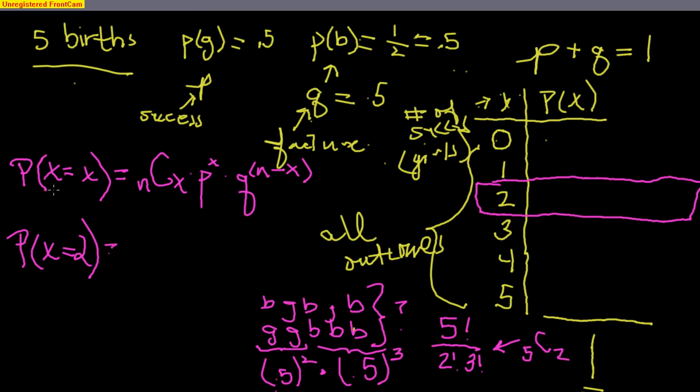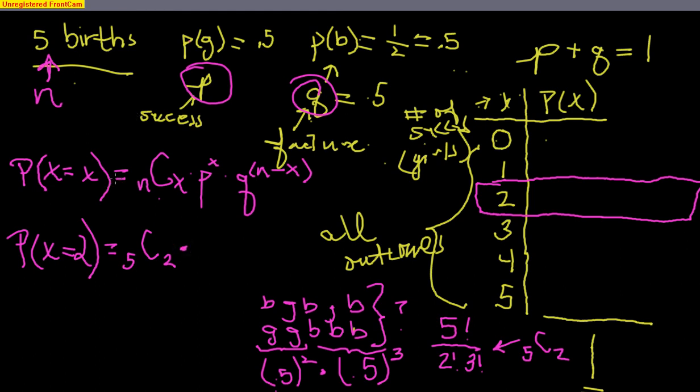In this particular case, it's going to be 5 choose 2. By the way, this n, that's your number of events. This is your p, and this is your q. So you do need those 3 values. So putting 5 in for n, choose 2. That's all your different ways of arranging the 2 girls and the 3 boys.